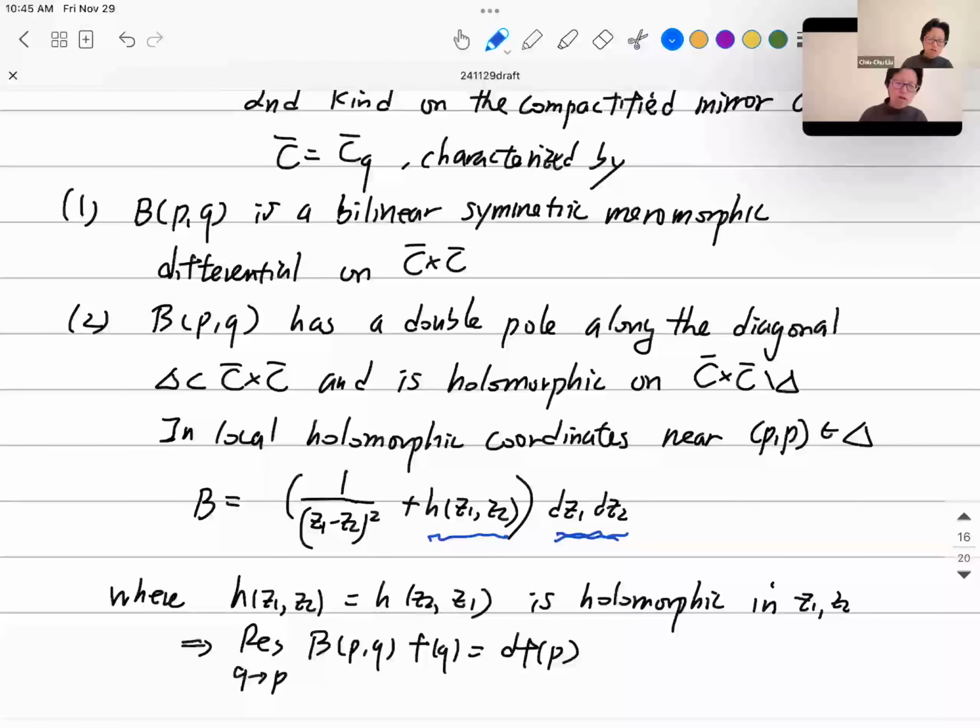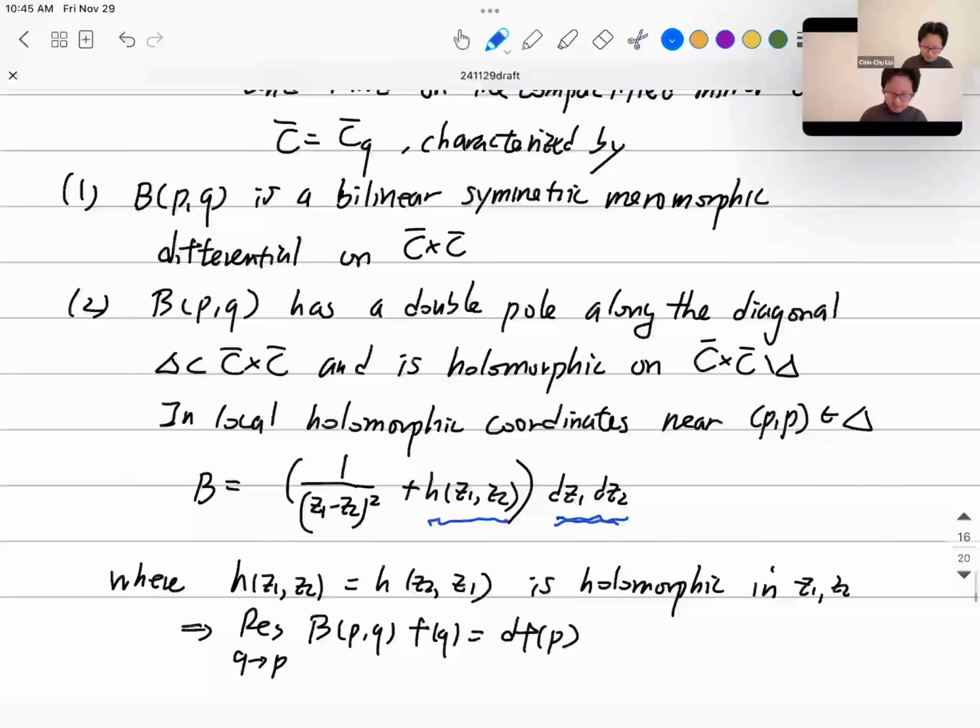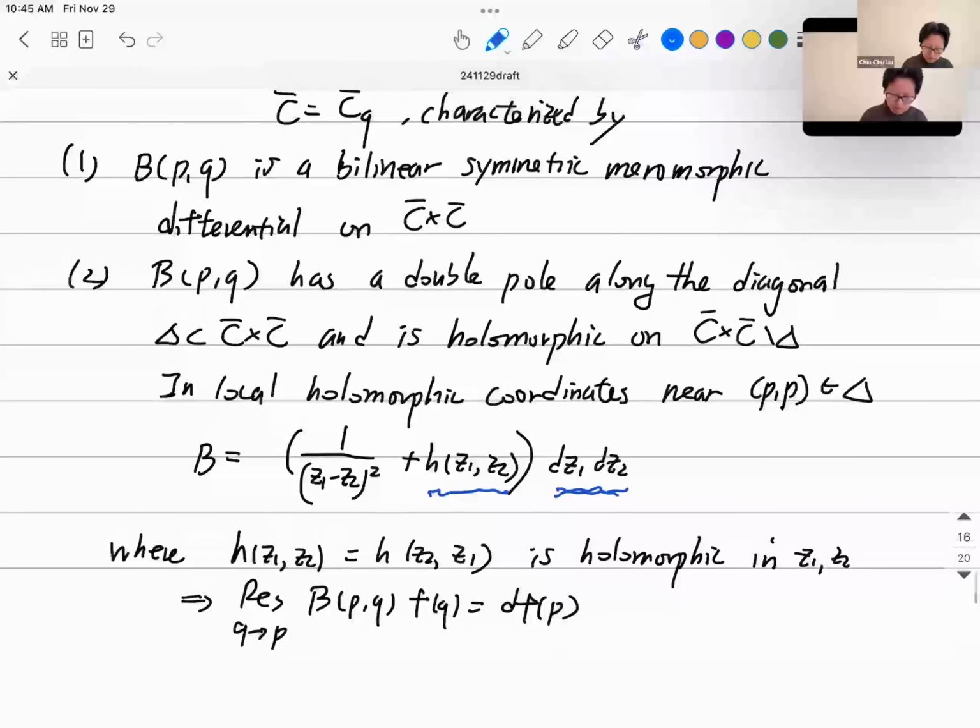By the Cauchy integral formula, if we take a holomorphic function f defined near P, and take the residue of this two-form with respect to the second variable, then we get the differential of f at P. So this is the local normalization. Locally, it looks like this.